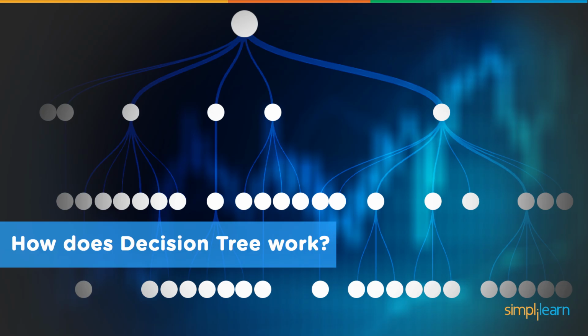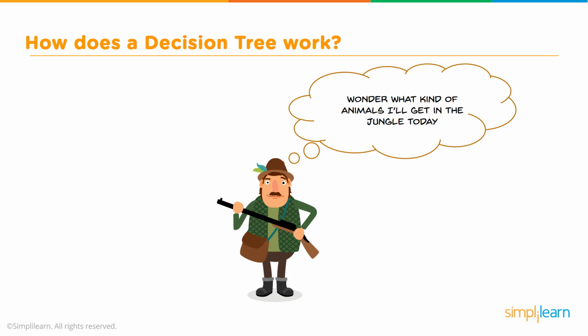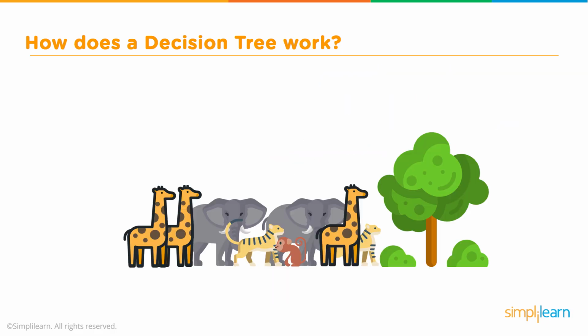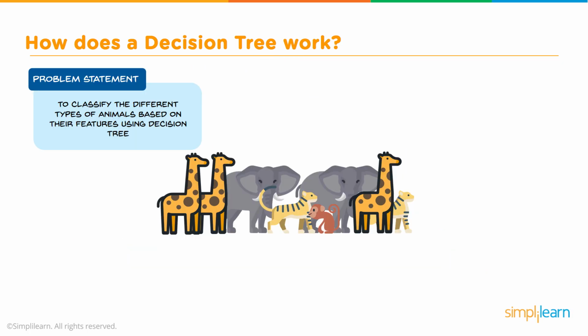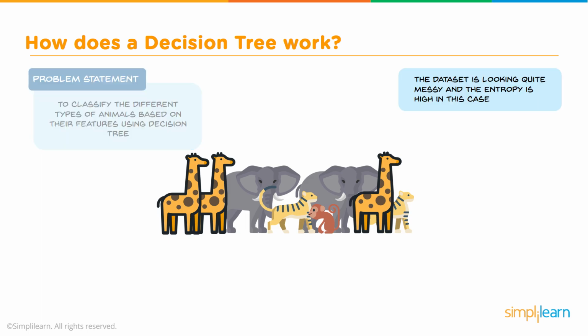How does a decision tree work? Wonder what kind of animals I'll get in the jungle today? Maybe you're the hunter with the gun, or if you're more into photography, you're a photographer with a camera. So let's look at this group of animals and let's try to classify different types of animals based on their features using a decision tree. So the problem statement is to classify the different types of animals based on their features using a decision tree. The data set is looking quite messy and the entropy is high in this case.